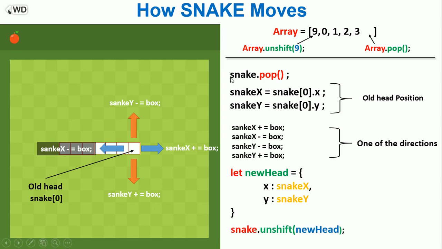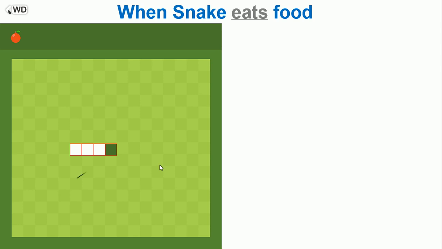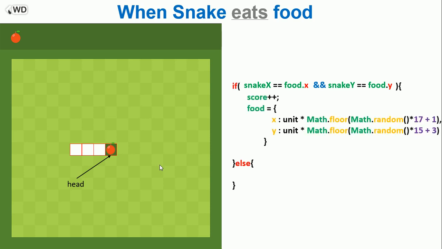Remember, if we don't use the snake.pop and just keep adding a new head, our snake here will get bigger and bigger and bigger. Now when the snake eats the food, it means that our snake head has the same position as the food. So the snake x is the food x and the snake y is the food y. So if this is true, we're gonna increment the score and then create new food, and we don't remove the tail, we just add a new head.